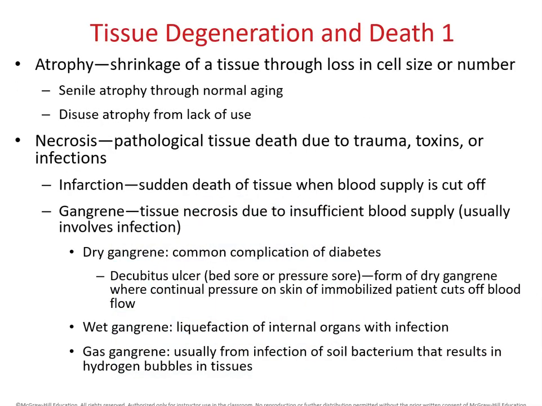Okay, so now we're moving on to cell degeneration and cell death. Atrophy can happen normally with aging because of loss of some growth factors and other normal aging processes. It's harder to maintain muscle mass as a person gets older, and this normal process is called senile atrophy. When we have atrophy from disuse, we call that disuse atrophy.